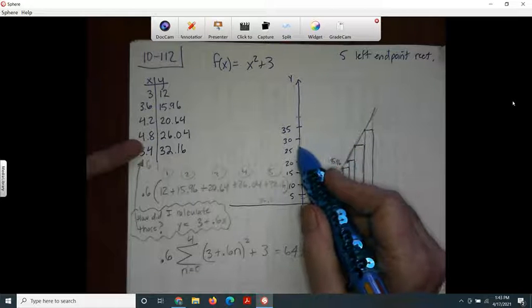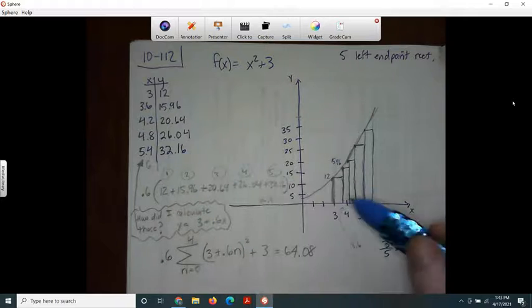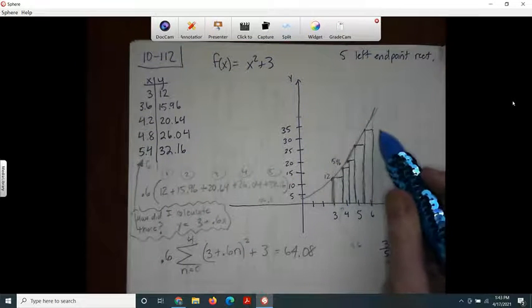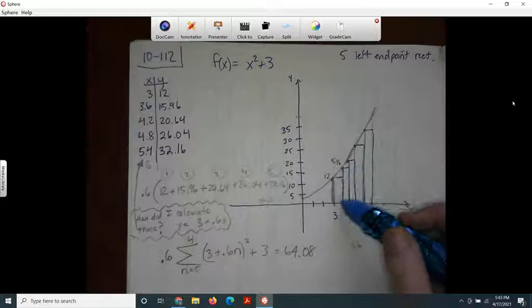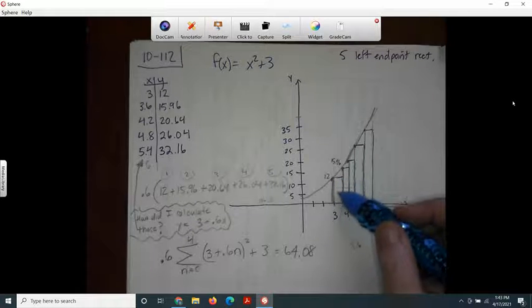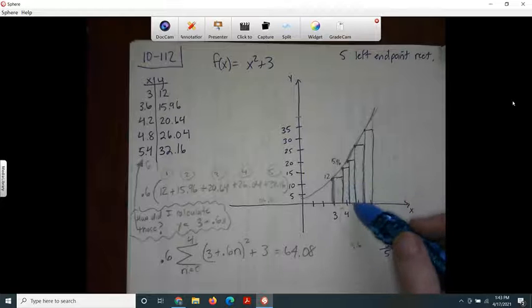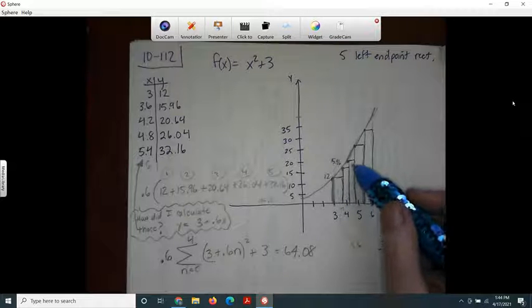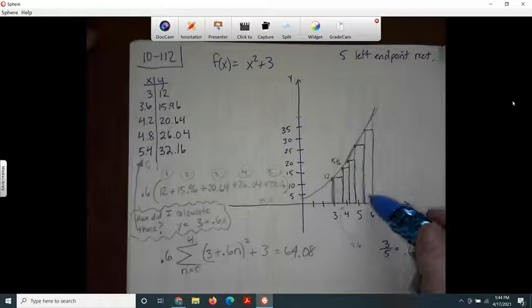And I know that the area of a rectangle is base times height. So this little rectangle right here, its area is 0.6 times 12. And if I want to, I could write that number in there. And then I can go 0.6 times 15.96, and then 0.6 times each of these heights. But I found out that it's way easier to just add up all the heights, find out what that sum is, and then multiply by 0.6. So that's what I'm showing right here.